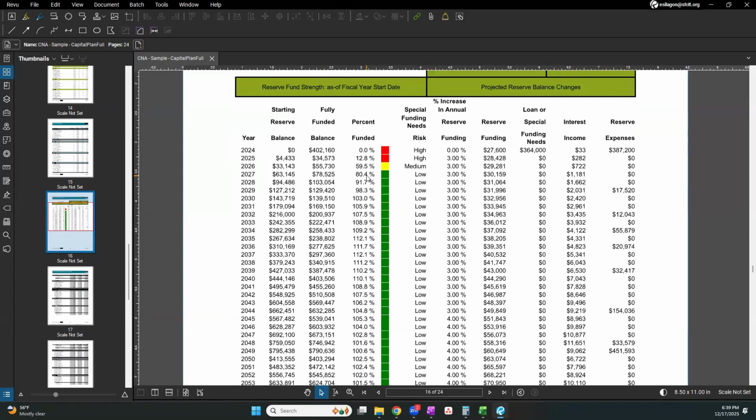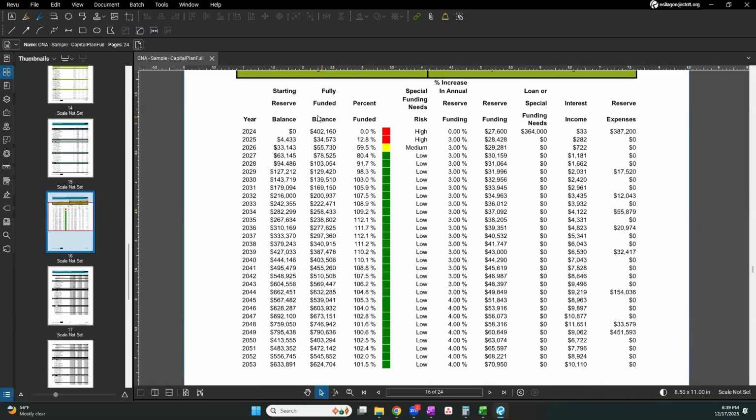We can see that by the year 27, we're in a pretty good position for our replacement reserves, at 80% funded. And then by year 2030, hopefully we've hit 100% funded. And so this starting reserve balance column is what the asset manager might want to just evaluate compared to actuals every year to see, are we tracking to where we kind of need to be for the property.